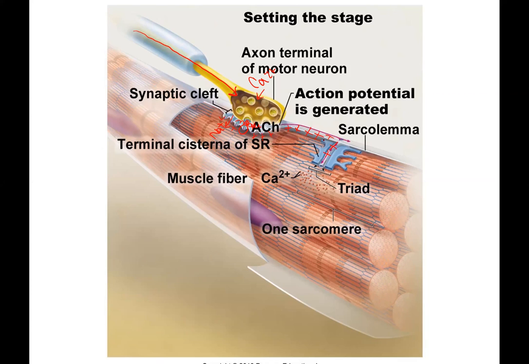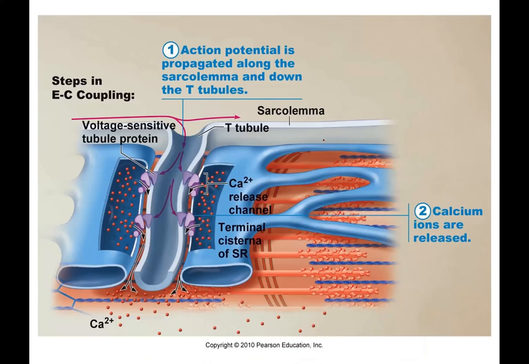Now, once it hits the T-tubules, and this image right here is just the T-tubule with the terminal cisternae blown up really big, so you can see it. Once that action potential, you can see right here, hits the T-tubules, that causes the terminal cisternae to release calcium. That's all these little red dots in here. That's calcium. So now you can see the calcium is coming out and it's flooding that muscle cell.